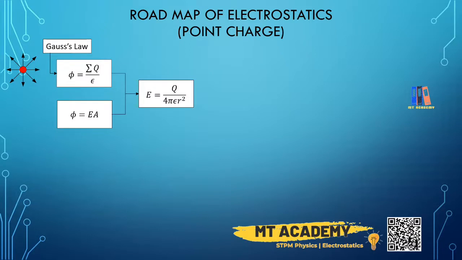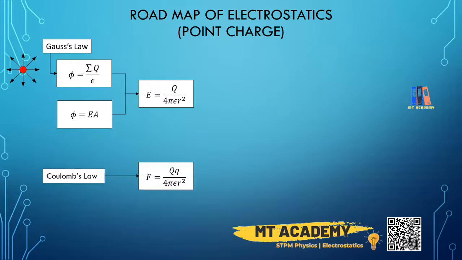Using both formulas, we get E equal to Q divided by 4 pi epsilon R squared. Next is Coulomb's law, which defines the electrostatic force between 2 point charges, proportional to the product of charges and inversely proportional to the square of R. Looking at both force and electric field strength, we can relate them using the formula F equal to QE.